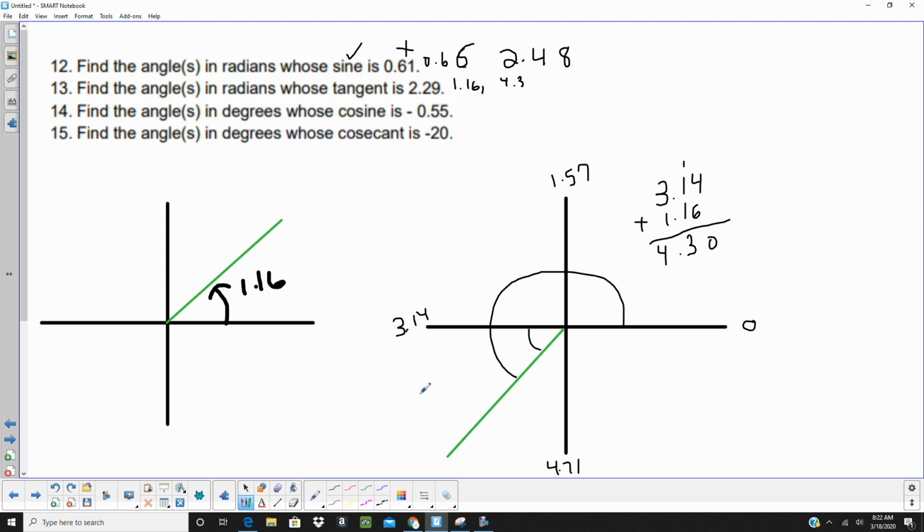I'll try not to make any more bonehead mistakes. I'm going to blame that on Ellie, who's over here crying. So let's go ahead and do problem number 14.